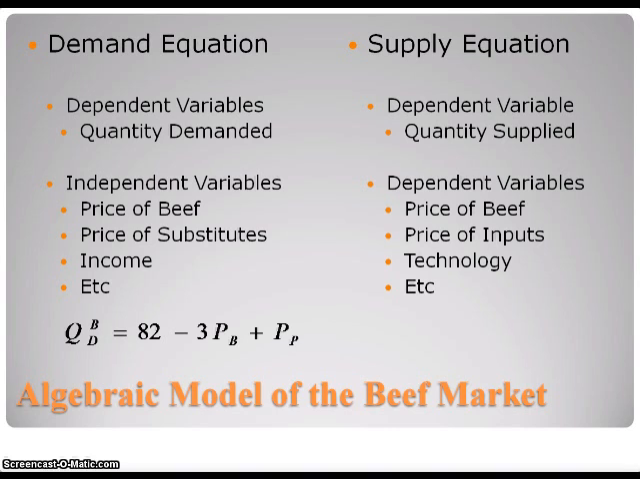As with the demand equation, the next step is to specify the algebraic form of how the variables fit together. The following equation is a simple specification. We put the dependent variable, the quantity supplied of beef, on the left-hand side, and the independent variable, the price of beef, on the right-hand side. The two equations, the demand equation and the supply equation, are our algebraic representations.